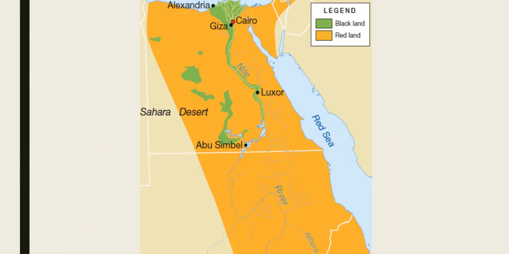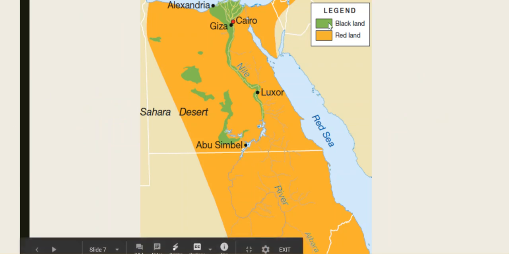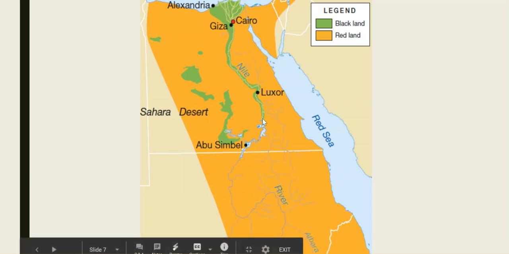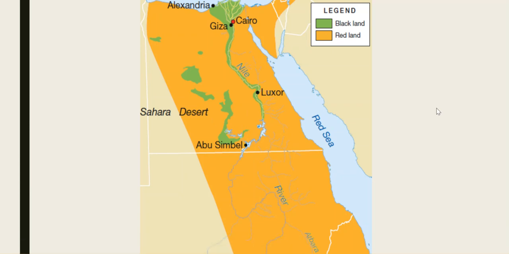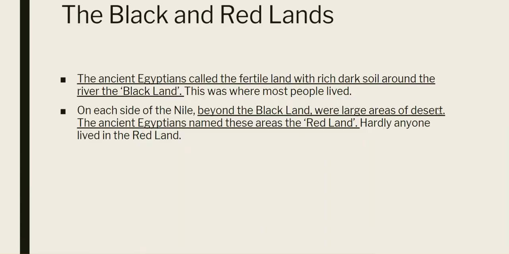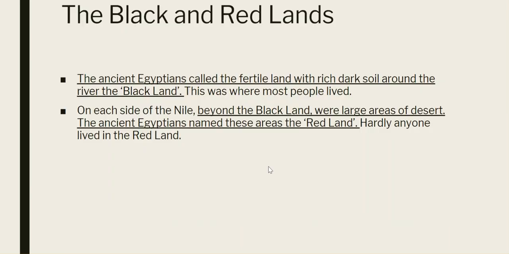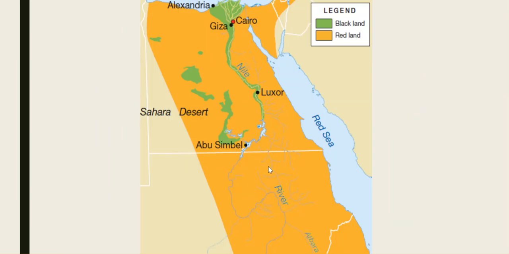Okay, we can see here that we've got a picture of the Nile, and we're looking at Black Land and Red Land. So you've got the Black Land here, anything that's in the green, and the Red Land is anything in the yellow-orangey color. If we go back to this image, you would have all your beautiful fertile land that's all in green. That would be considered the Black Land, and then the sandy area would be considered the Red Land.